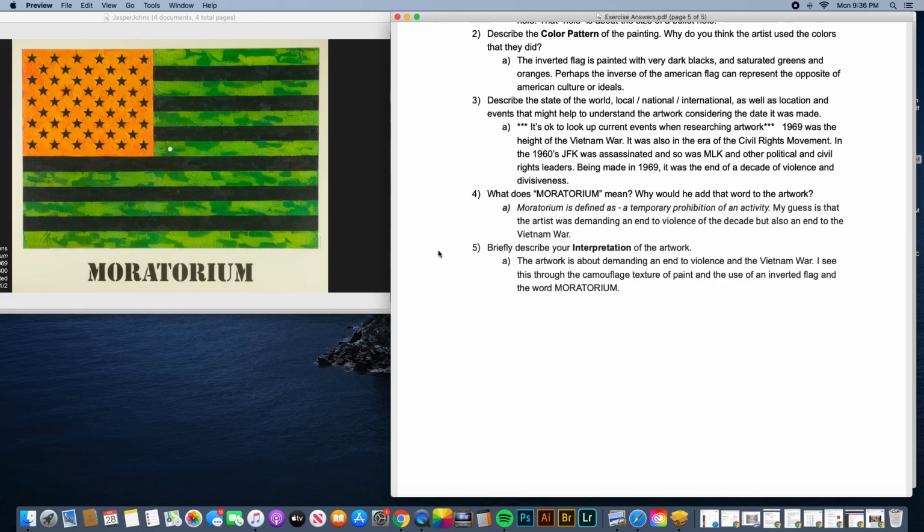If you did a little bit of research, you'd understand that 1969 was the height of the Vietnam War. It was also in the era of the Civil Rights Movement. In the 1960s, JFK was assassinated, and so was Martin Luther King and other political and civil rights leaders. Being made in 1969, it was the end of a decade of violence and divisiveness.